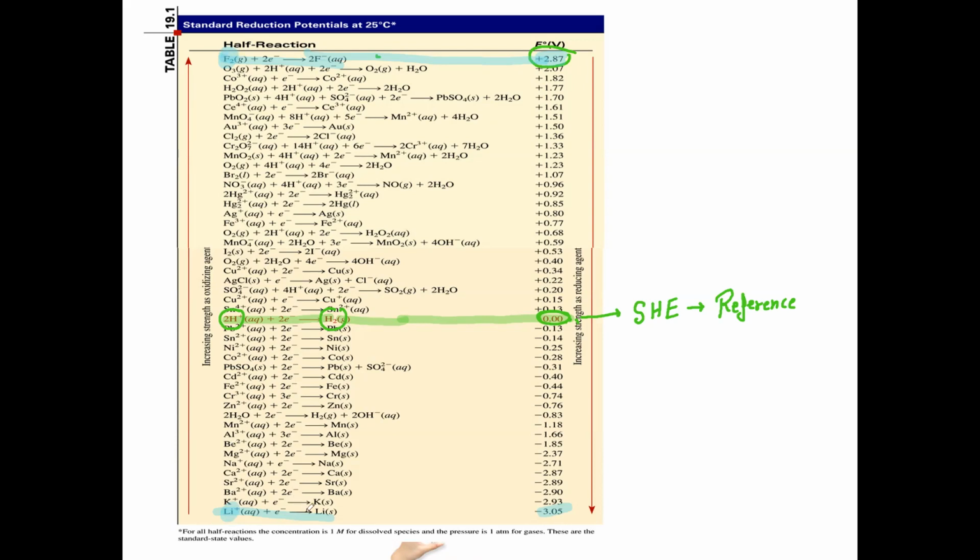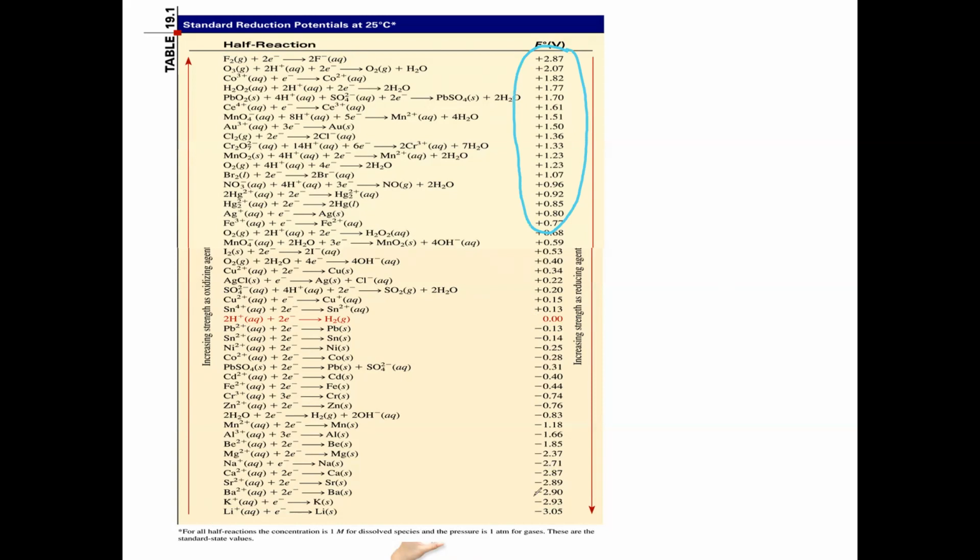Okay, now understand how to make a galvanic cell from these reduction potentials. Ready? The one which has more positive value will have higher reduction potential, will have more tendency to undergo reduction. The one which has less reduction potential or the negative value, more negative means less, has more tendency to undergo oxidation and less tendency to undergo reduction.